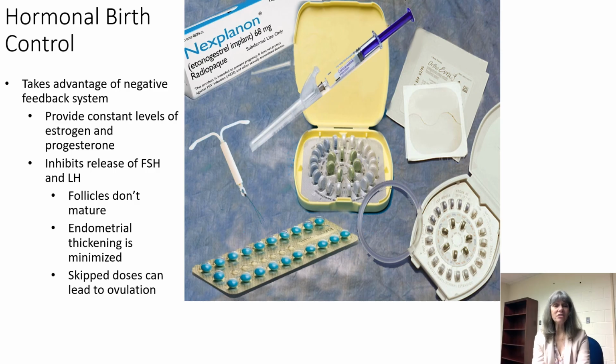Skipped doses can lead to ovulation, so it's important that if a person is using any kind of hormonal birth control, that it is administered on a regular basis in conjunction with the type of birth control that it is. Some injections require annual administration. Oral doses require a daily administration where there is a placebo that's given so that a menstrual cycle can occur. Ovulation won't, but the sloughing of the uterine lining can occur with oral medications.